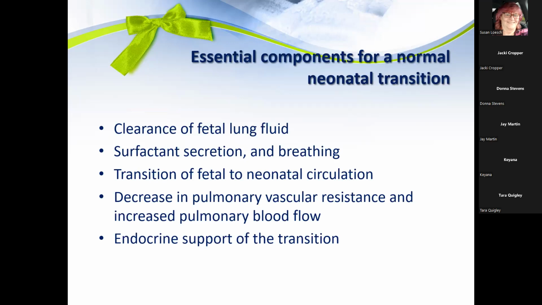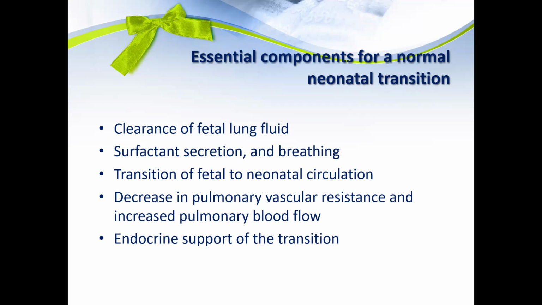So things that we need for the baby to be able to transition are clearance of the fetal lung fluid, the ability of that surfactant to be secreted, and breathing, and transition of fetal to neonatal circulation. So it has to go from bypassing the lung to going back into that regular adult circulation that we have. Decreases in the pulmonary vascular resistance and increases in the pulmonary blood flow will occur. So that's just saying that we're not going to have as much resistance in the lungs, and so we'll see an increase in blood flow to those lungs.